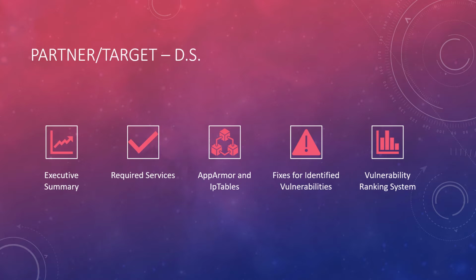Okay, so my partner slash target for my vulnerability assessment was one of the people in my group. I'm just going to use initials, DS, for privacy. In this presentation I'm going to be going over the executive summary, the required services that were supposed to be there, AppArmor and IP tables, a quick review of that just so we're up to speed.